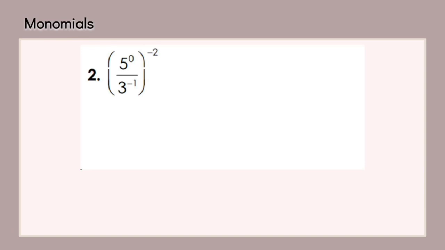What I'm going to choose to do at first is to flip this and make this a positive. So if I flip this over, I get 3 to the negative 1 over 5 to the 0 to the positive 2.